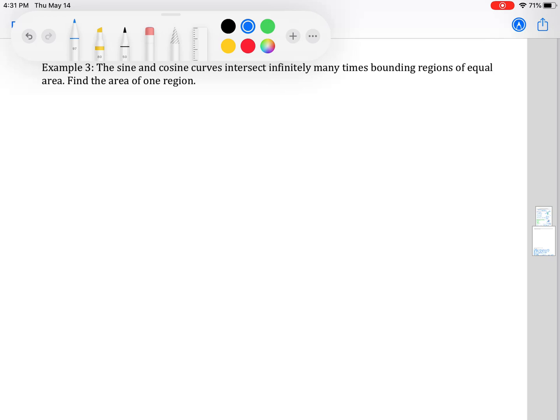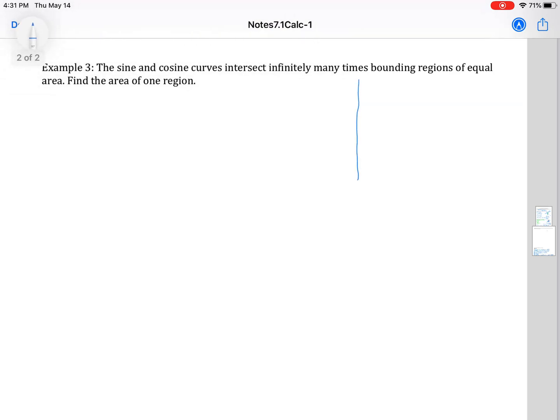All right, last example, I'm going to throw a trig in there just so that you can see it. It says the sine and cosine curves intersect infinitely many times, bounding regions of equal area. We're going to find the area of one of those regions.